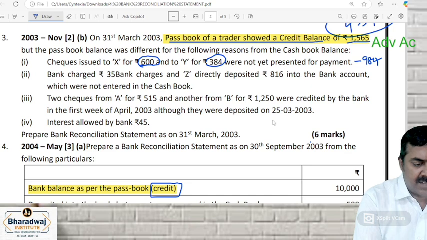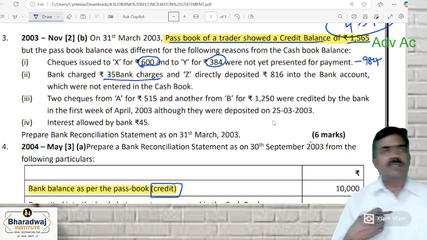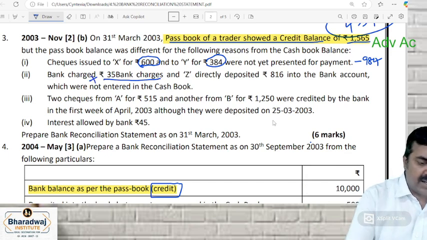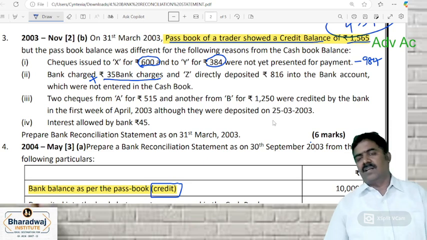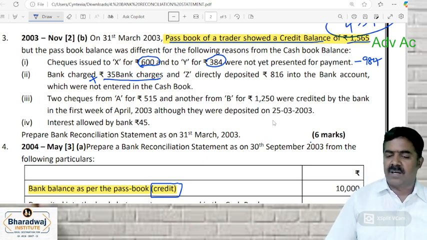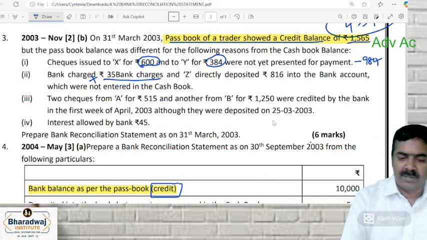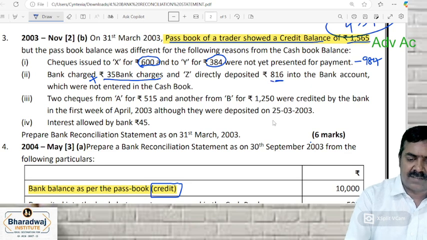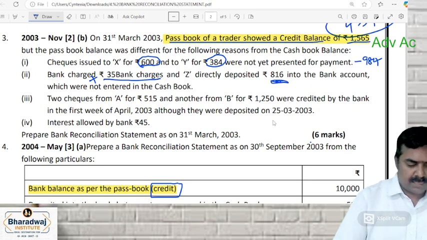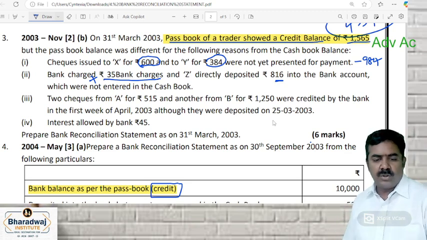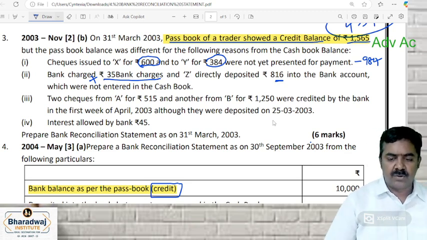Bank charges how much? 35. We deducted. The customer did not deduct, so what should we do? Add 35. Add 35. Customer has directly deposited money into the bank account. We have added. Customer has not added. What does it do? Less. Minus 816.